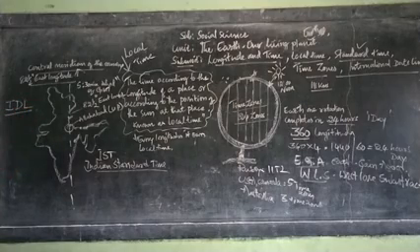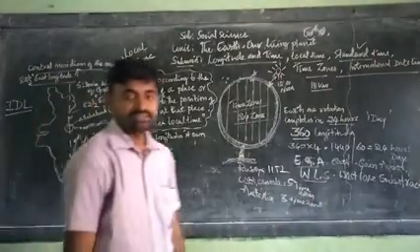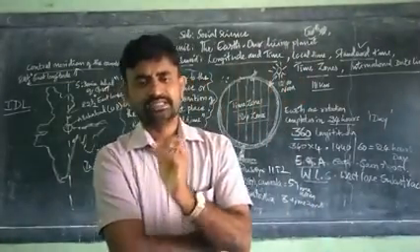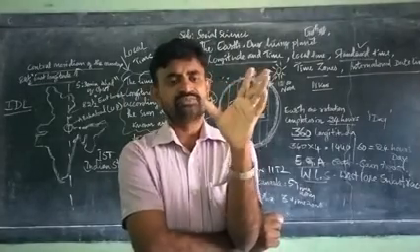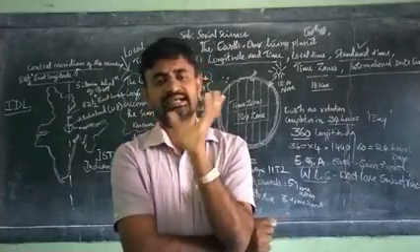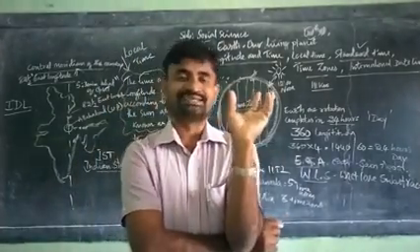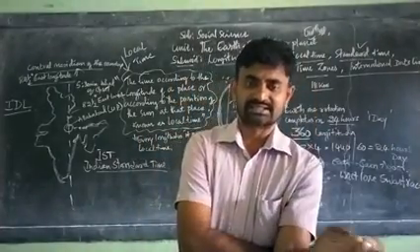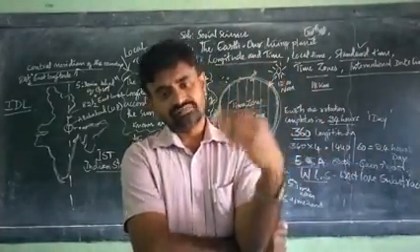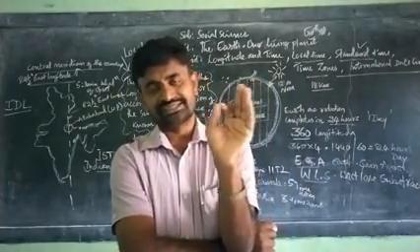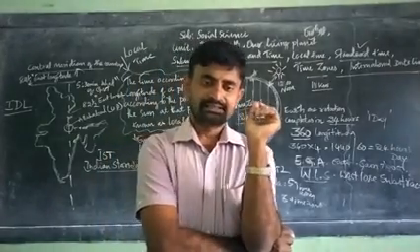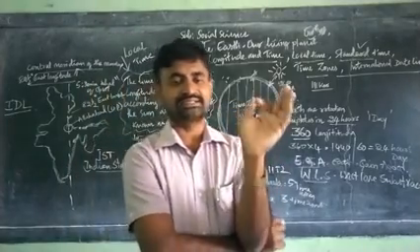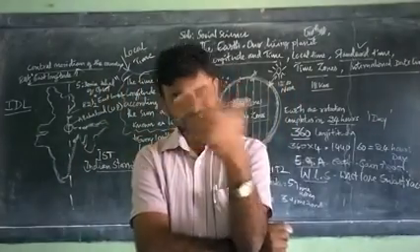International date line. What does it mean? Dear students, the problem of time in countries of the world was solved first by the standard time and then by the zonal time. But the circumnavigation of the world brought a new problem in keeping the correct date and day of the week for the travelers.